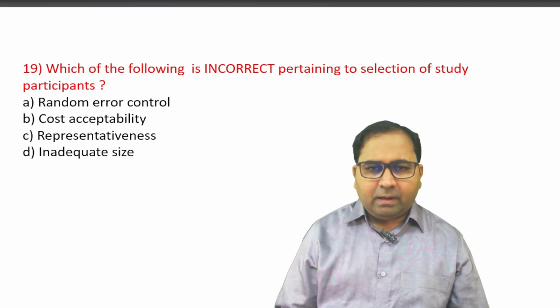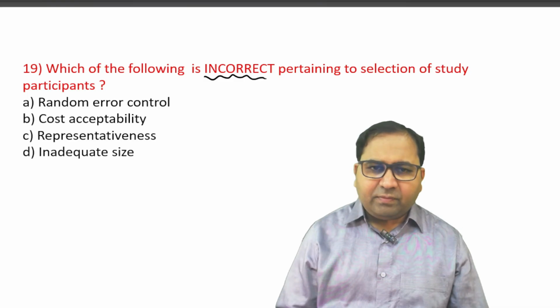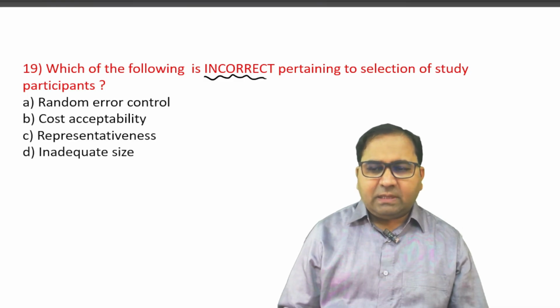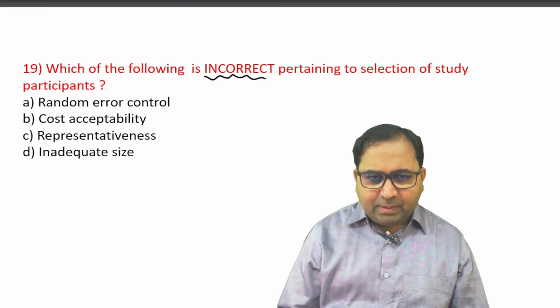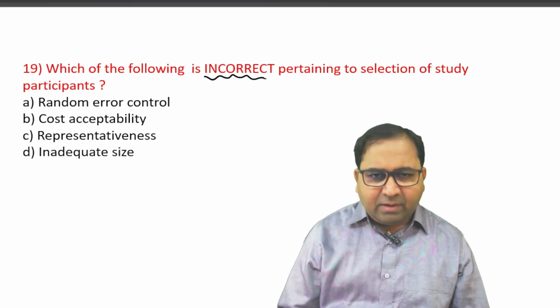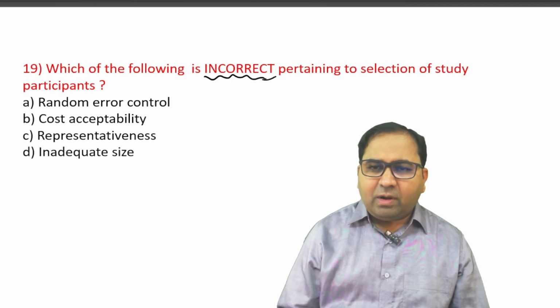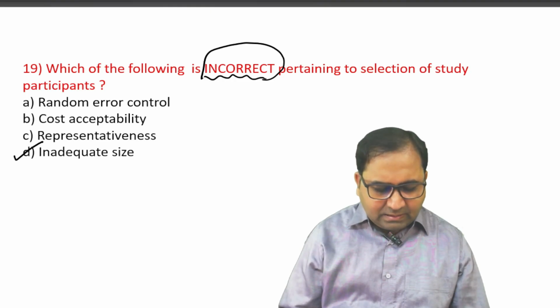Okay. Next question. Which of the following is incorrect pertaining to selection of study participants? Options are A. random error control, B. cost acceptability, C. representativeness, or D. inadequate size. So which of the following is incorrect pertaining to the selection of the study? Answer is D. inadequate size.